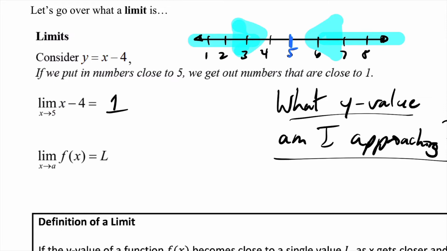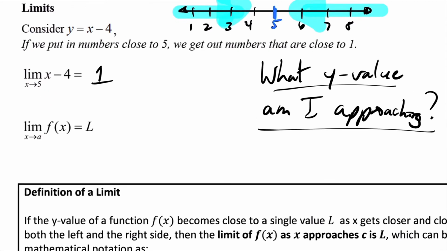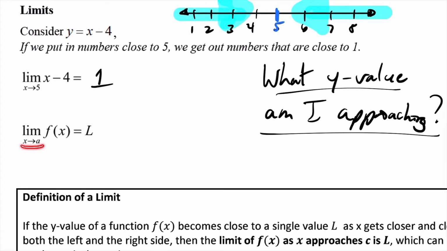Okay? So the idea is, as I'm approaching this number here, on the number line or on the graph, which y value am I approaching? That's the question. What y value am I approaching? So that's what this says. As x approaches a number, the limit is equal to the y value you're approaching.